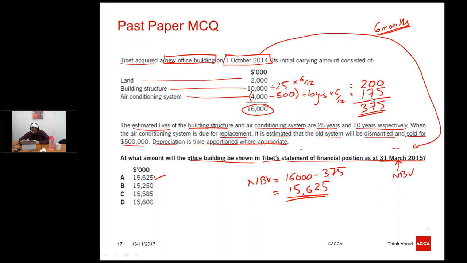So you actually have to calculate the depreciation properly. If you make a mistake, for example, people tend to forget deducting the 500. We have just discussed cost minus residual value divided by the remaining life, or the total life if the cost is being used. So the answer is actually A, 15,625.